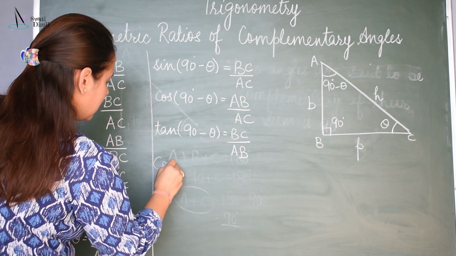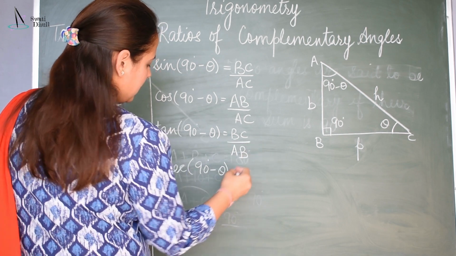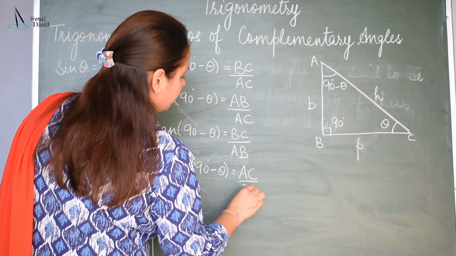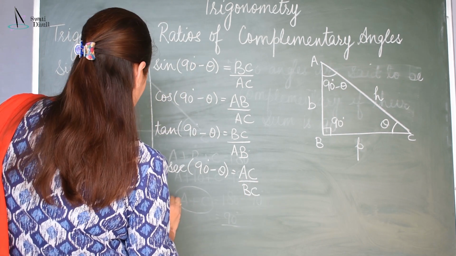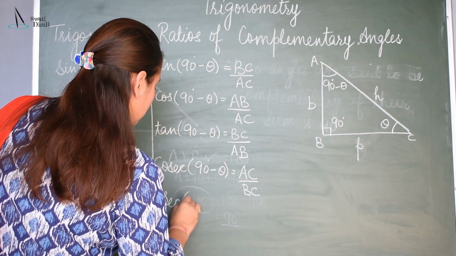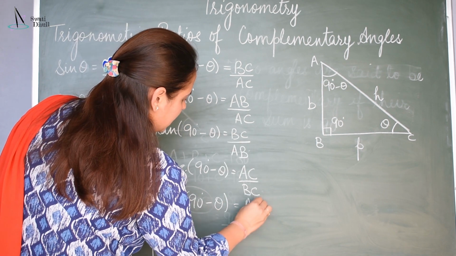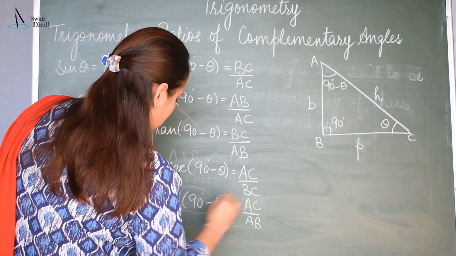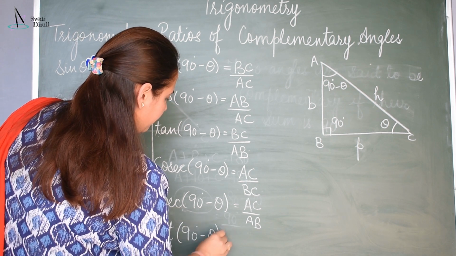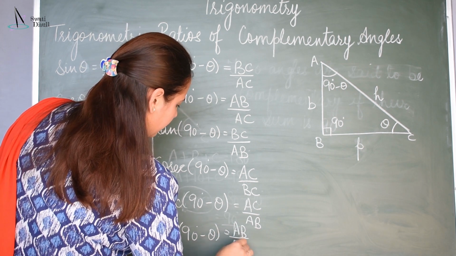Then cosecant 90 minus theta is equal to the reciprocal of it, so AC upon BC. Similarly, secant of 90 minus theta will be the reciprocal of cos, that is AC upon AB. Similarly, cot of 90 minus theta is equal to AB upon BC.